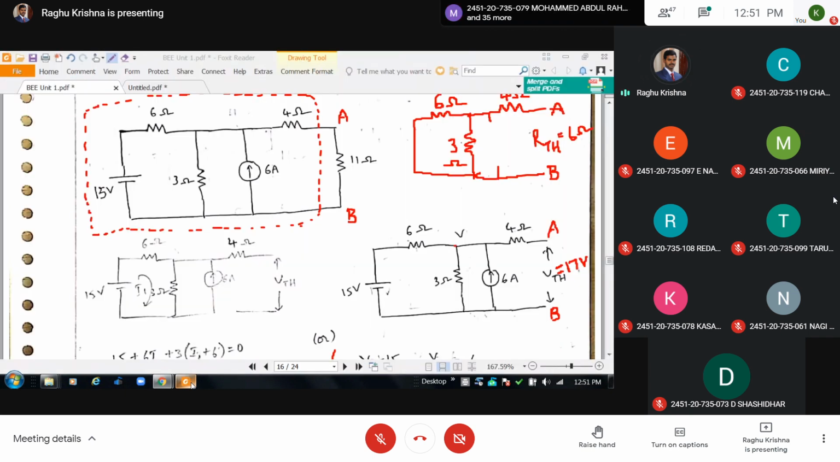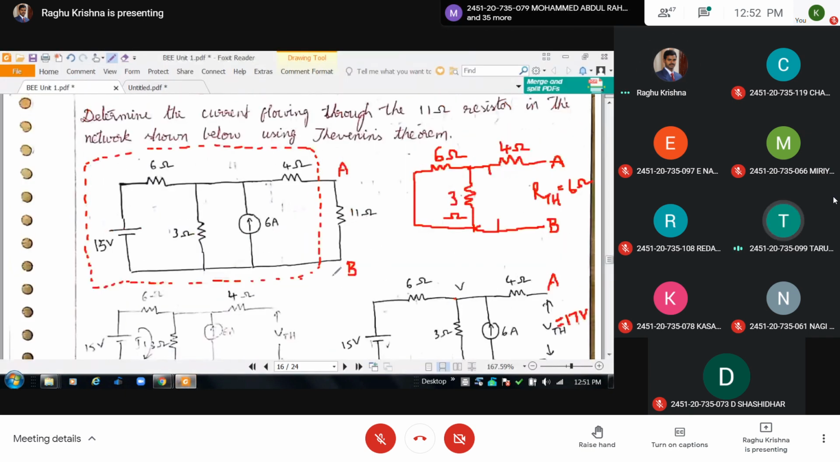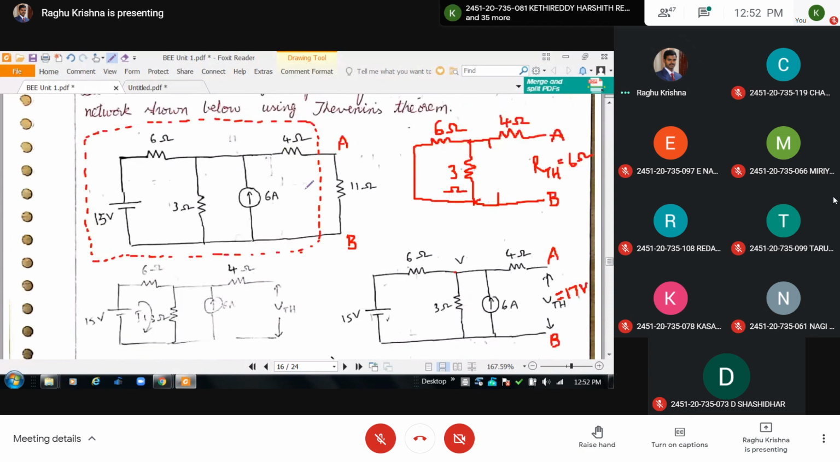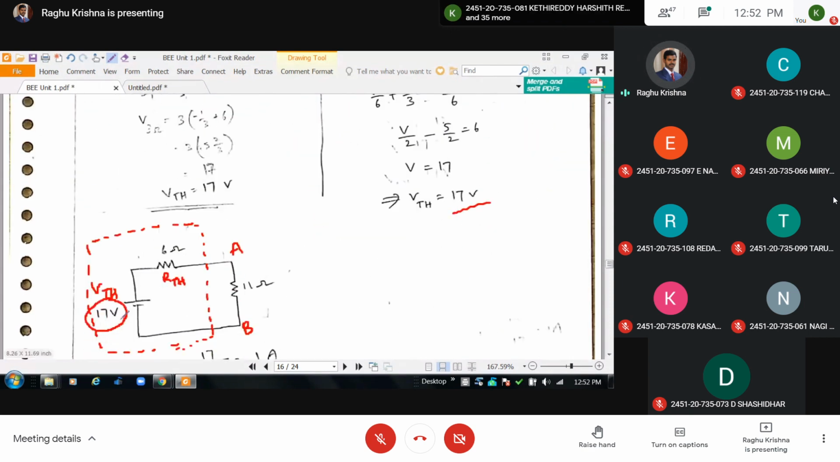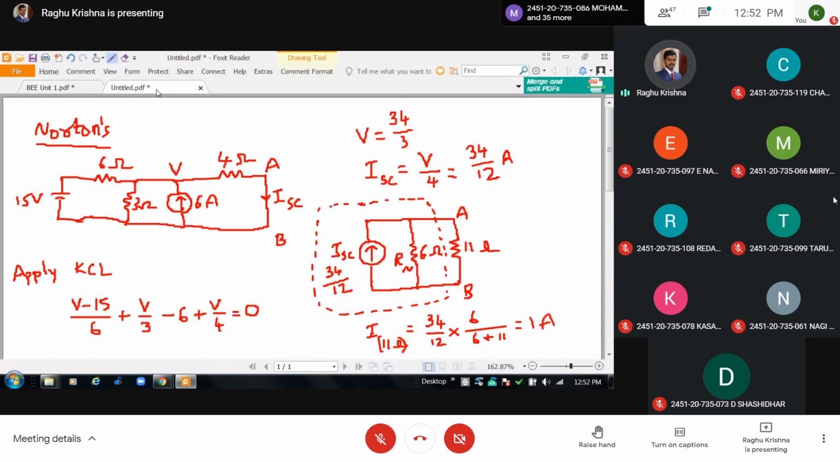See here, A and B are the two terminals. The left side of this A and B, you have this part of the circuit. This can be replaced by a voltage source in series with the resistance RTH. This is Thevenin's theorem. Coming to Norton's theorem, we are replacing the complex network with a single current source in parallel with the resistance RN. The value of RN is equal to RTH.